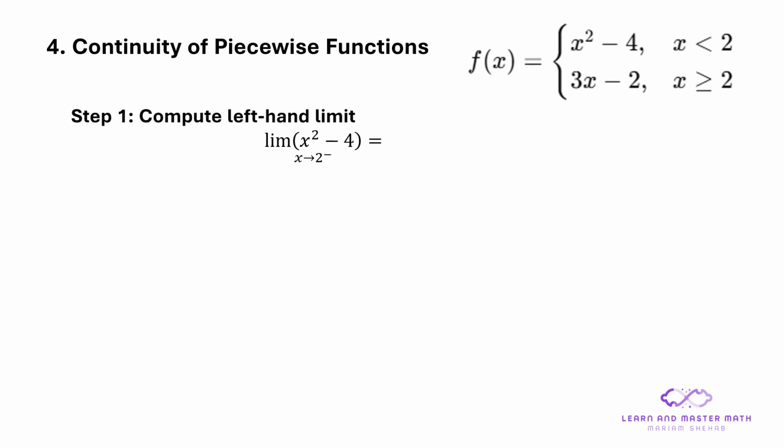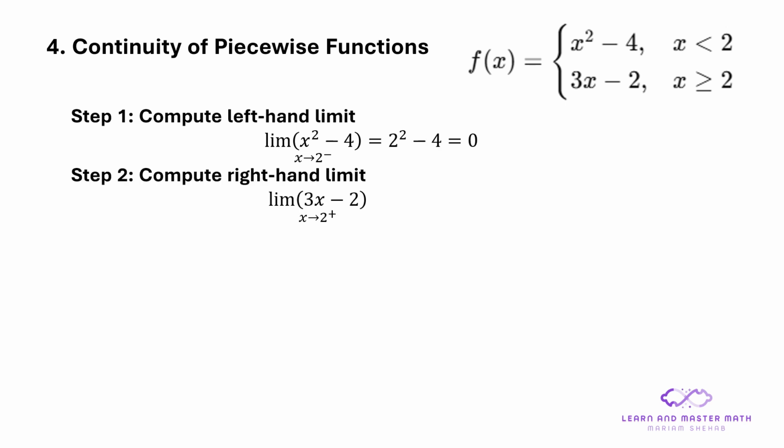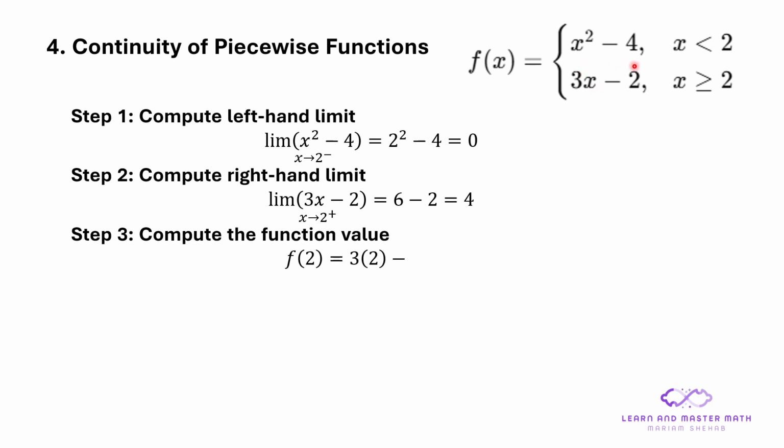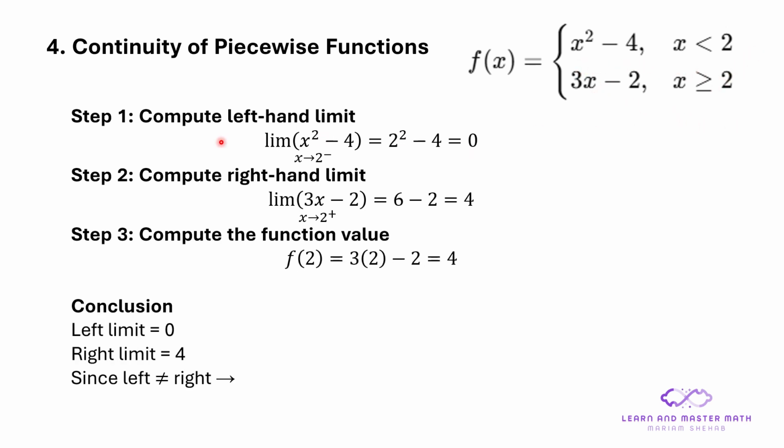Now let's study continuity of piecewise functions, like the function at the right here: x squared minus 4 when x is less than 2, 3x minus 2 when x is greater than or equal to 2. First step, you have to compute the left-hand limit. It means when x is less than 2, you substitute x in the first piece, x with 2. So finding the limit to the left of 2, the choice will be x squared minus 4. So 2 squared minus 4 is equal to 0.